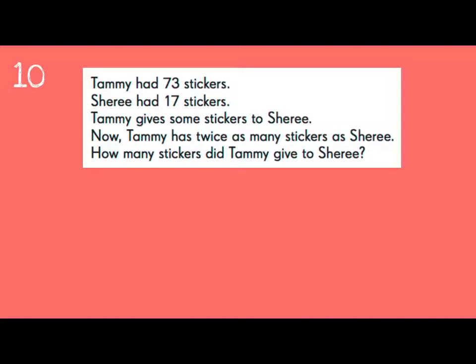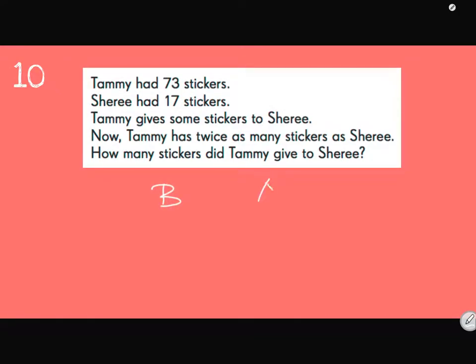Let's take a look. Tammy had 73 stickers. Cherie had 17. Tammy gives some to Cherie. And now Tammy has twice as many stickers as Cherie. How many stickers did Tammy give to Cherie? So this is 100% a before and an after problem because something changed and there was something before and something after. So I have the variables of Tammy and Cherie on both sides.